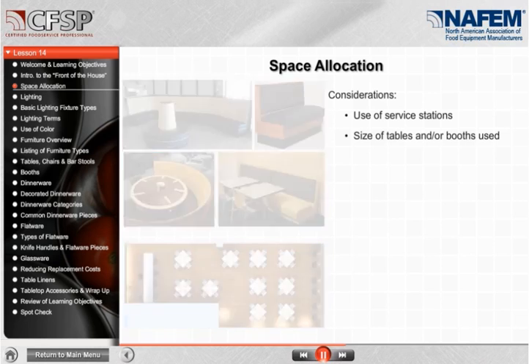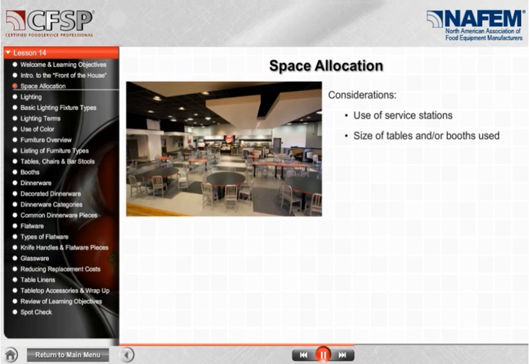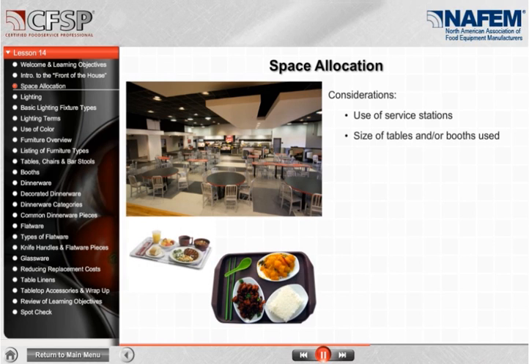For instance, in a cafeteria, patrons are more likely to dine directly off of the trays. It's important that tables be large enough to accommodate the size and number of trays expected.